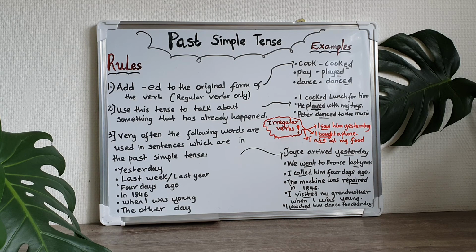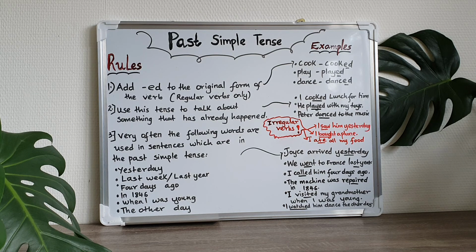The next and the last example, I watched him dance the other day. Now, is watch a regular or an irregular verb? You are right. Watch is a regular verb because we add ed to the end of the verb to make sure that it is in the past simple tense. So watch becomes watched. And in that sentence, we have the words the other day. That means that it has already happened.